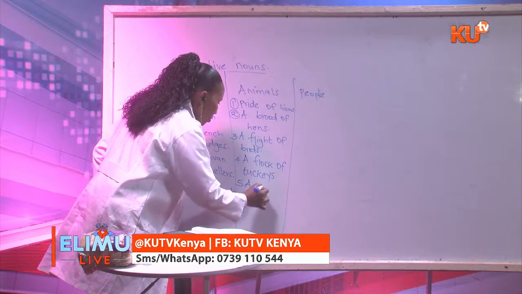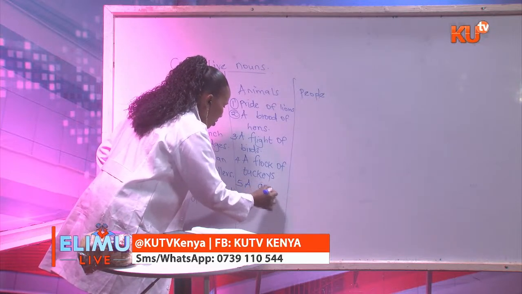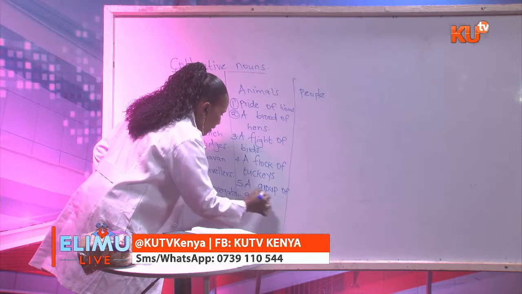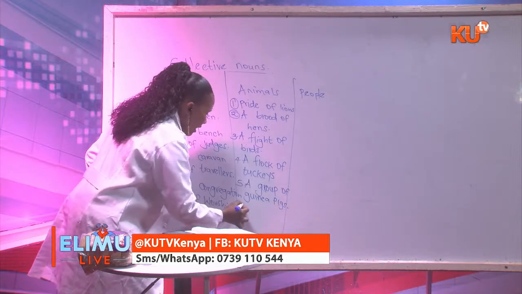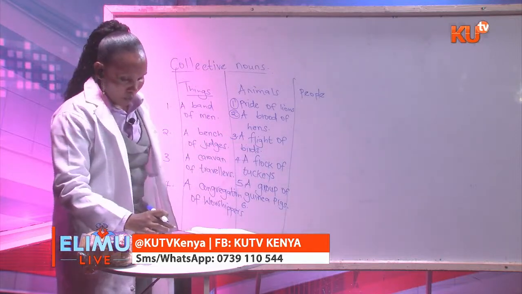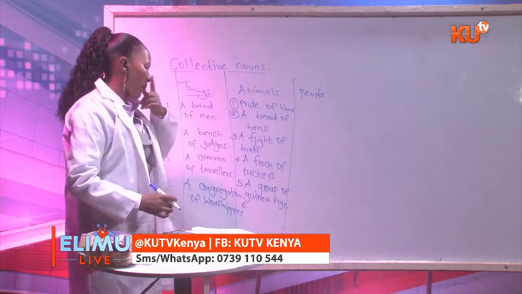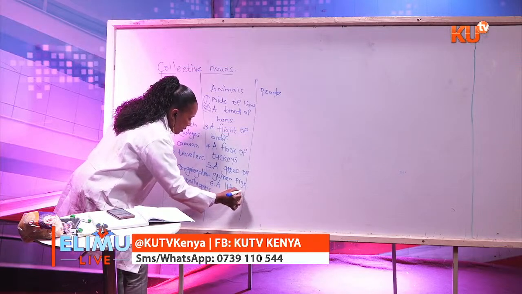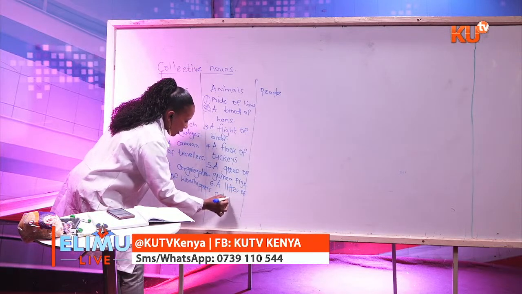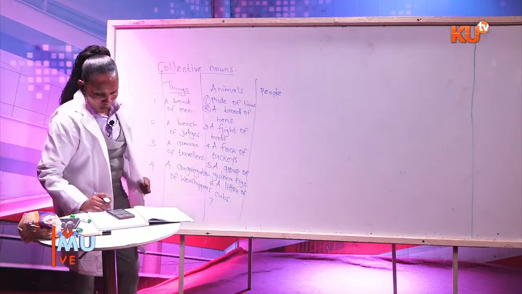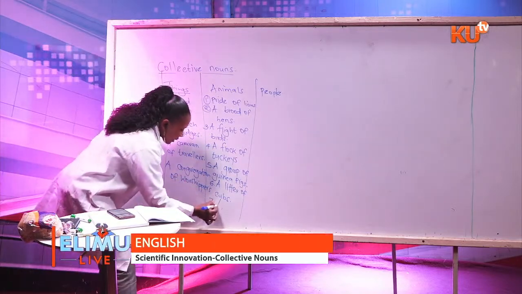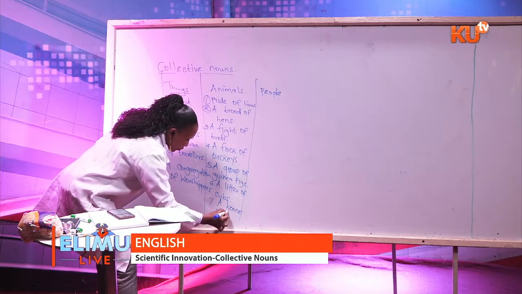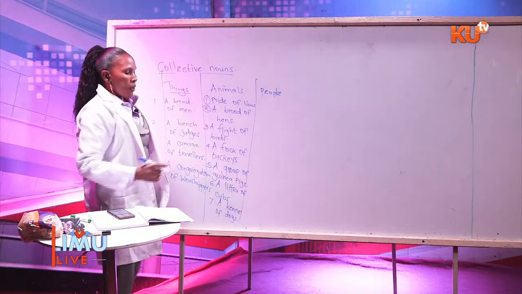Number five, we have a group of guinea pigs. Number six, we have a litter of calves. Number seven, we have a kennel of dogs.